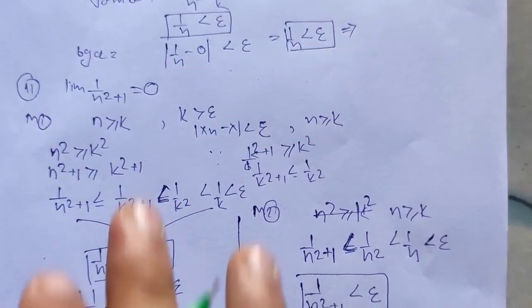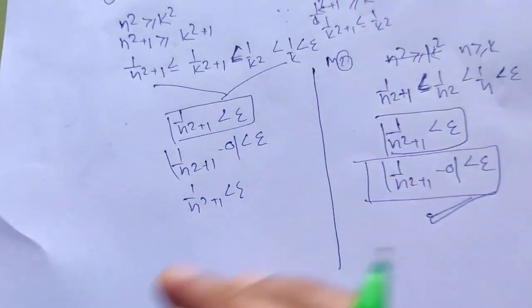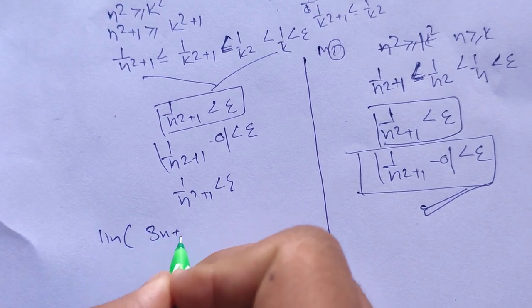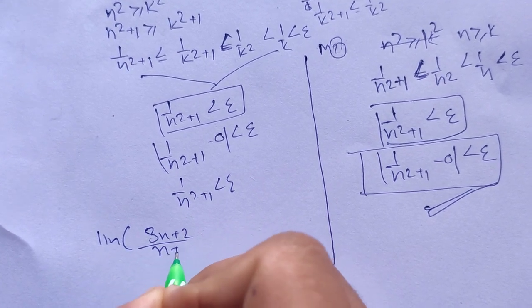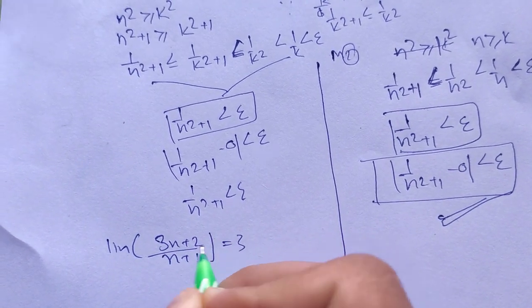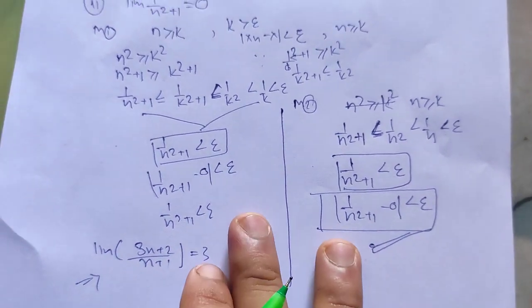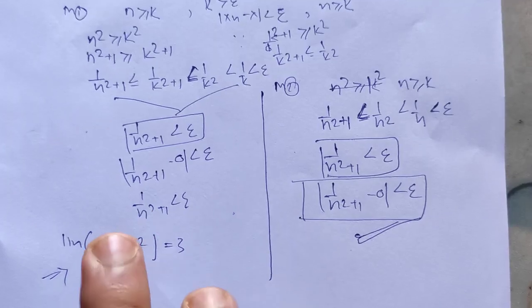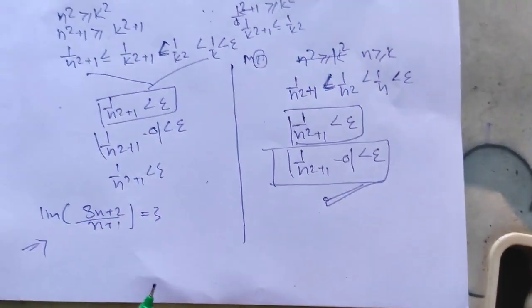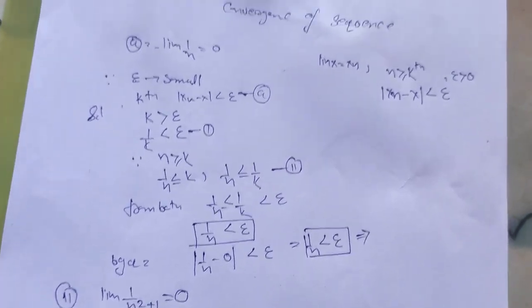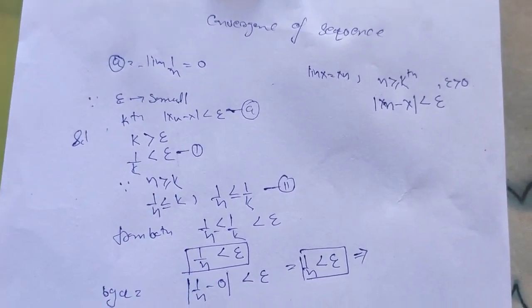So we proved these two things. Try for yourself the limit of 3n plus 2 divided by n plus 1 is 3, and solve for it. We'll meet in the next class with more questions, and then we go to some theorems relating to the convergence of sequences. I hope you understand. Bye bye.